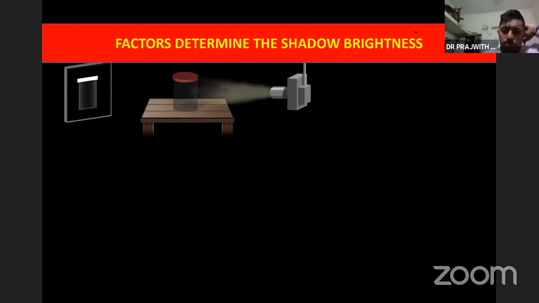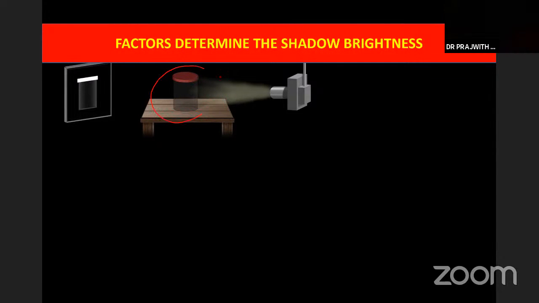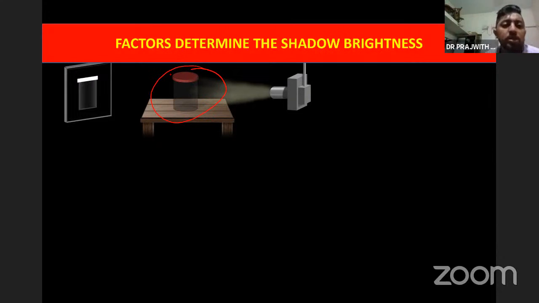Okay, now next, the factors that determine the brightness. Now see in this image, I have taken a bottle and filled it with air. What happens? It will allow most of the X-rays to pass through it, except the lid part. The lid is denser and will not allow most of the X-rays to pass through it, but the bottle contains only air, allowing most of the X-rays to pass through it and hit the film. So it has made the film appear blacker.